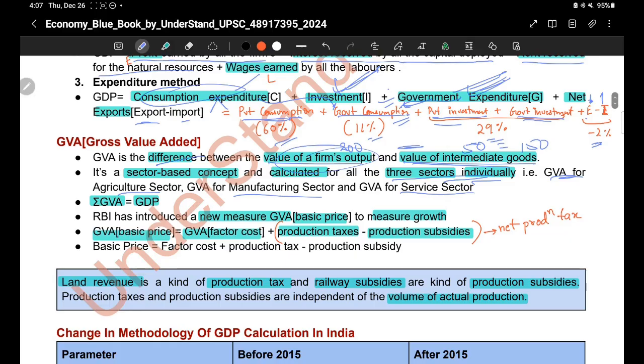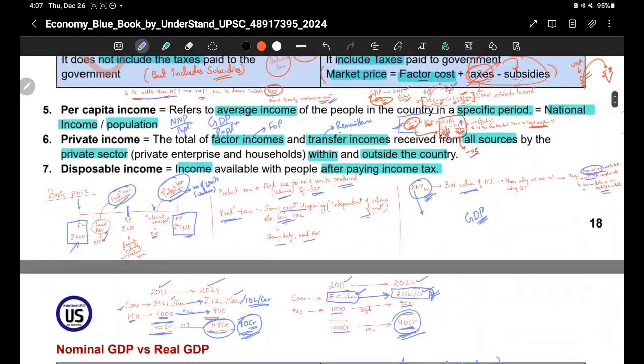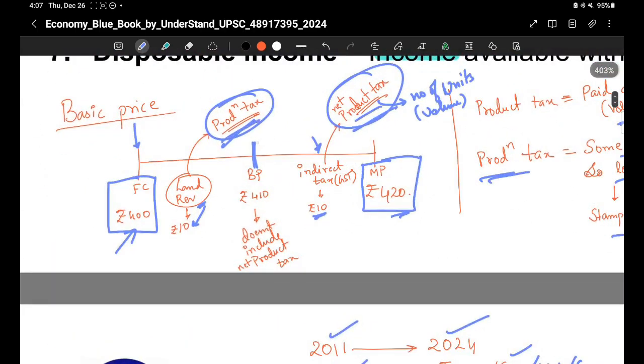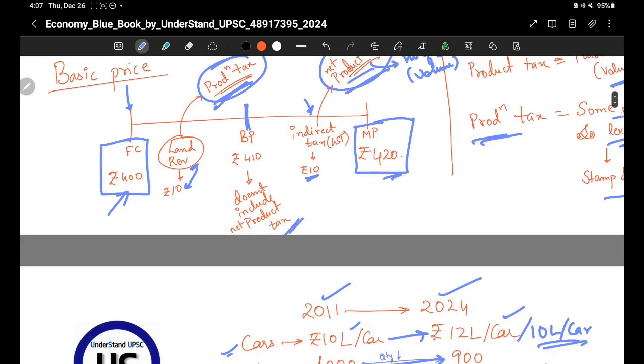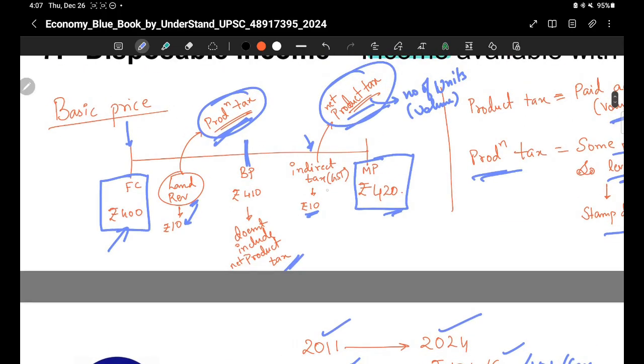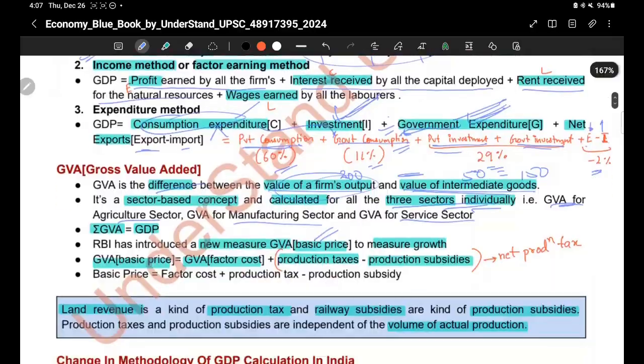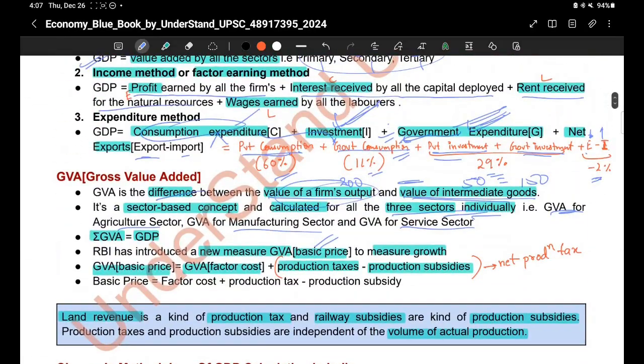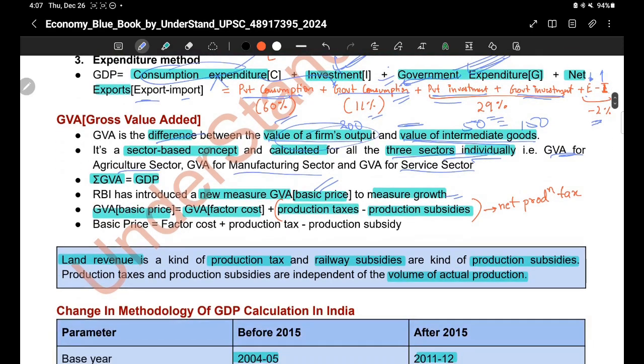RBI introduced this new measure of GVA at basic price. We saw now what is basic price, where production taxes are included here. Production taxes are included, but it doesn't include net product tax. Net product tax comes in the next stage, in the GST stage. This is product tax, okay, to get market price. So RBI introduced this measure of GVA at basic price to measure the growth. Next, GVA at basic price is GVA at factor cost plus production tax minus production subsidy. This whole value, production tax minus production subsidy, is the net production tax.